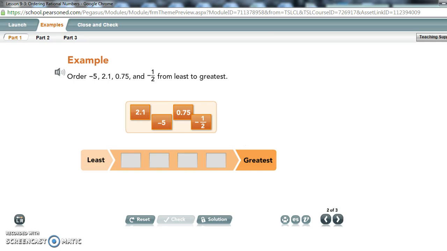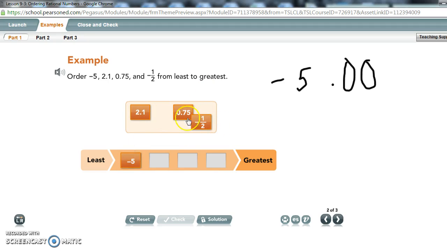Order -5, 2 1/10, 75 hundredths, and -1/2 from least to greatest. So I know the number up here that is the least is -5, because that would be the same as saying -5.0 or -$5 maybe. Okay, so that will be my least. Go and fill this out in your notes.